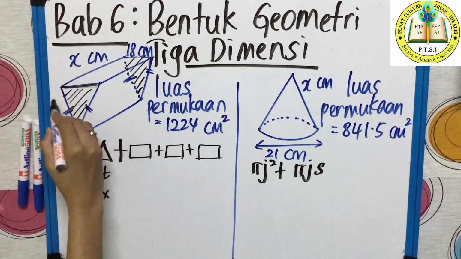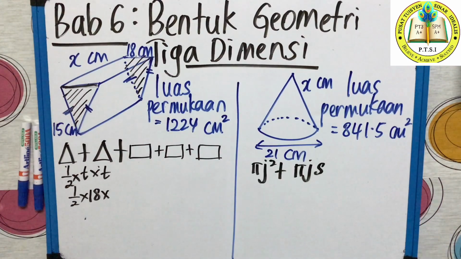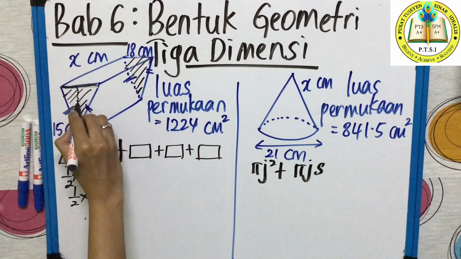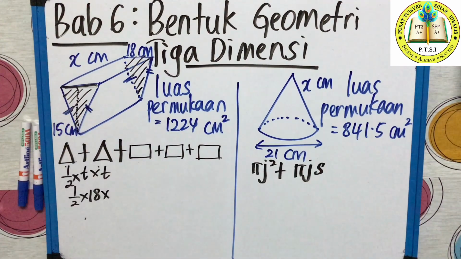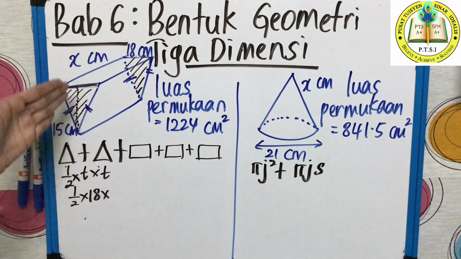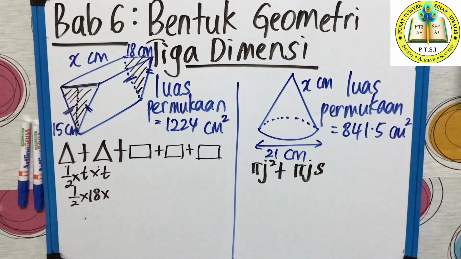Where is the tinggi for the triangle? The tinggi is not 15. Jangan salah anggap. Faham? Tinggi adalah di tengah-tengah. Can you see the dotted line? This is where students will make mistake. 1/2 kali tapak kali tinggi. So 1/2 tapak is 18. Tinggi. Tinggi is in the center. Ada tak tinggi diberi? No. They didn't give you the height.